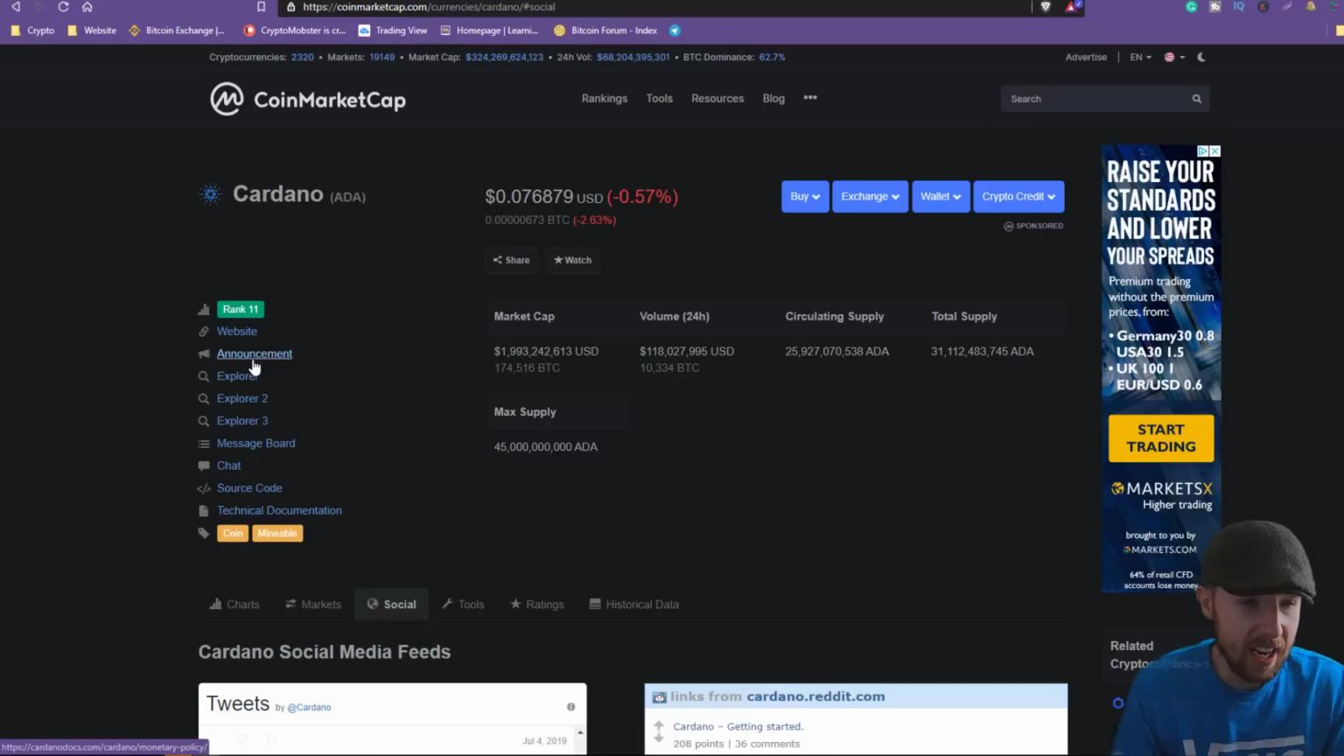Announcement channels, check out the documentation. There's stuff in there. Explorers, message board, which is the forum, the chat, which is the Telegram group, and then you've got the source code, which is the GitHub, and obviously the technical information is the academic papers. Okay, brilliant. It also tells you what the coin is and whether it is mineable. It is a proof of stake coin, or it will be in the future, ADA and how it will work.